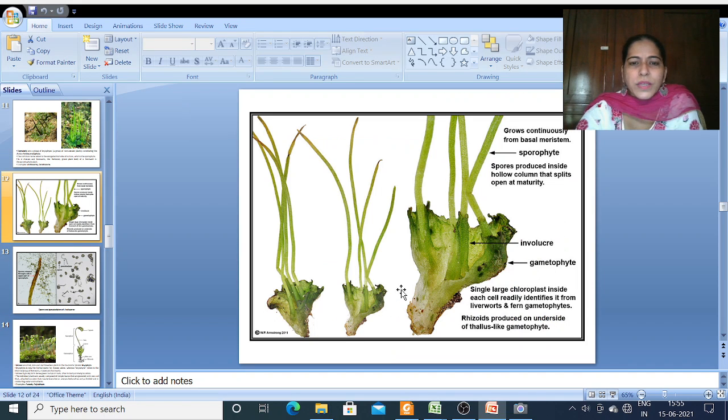So here you can see the flattened surface of the gametophyte, and rhizoids are present on the undersurface of the gametophyte. Then this is the sporophytic portion, the sporophyte, and spores are produced inside. They have a columella going throughout the length of the sporophyte, and they have intercalary meristem over here.